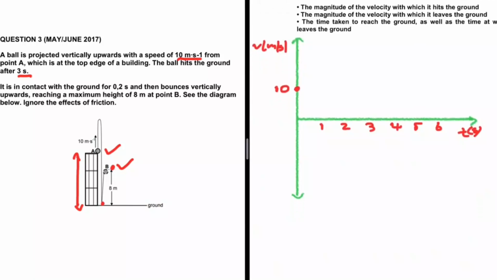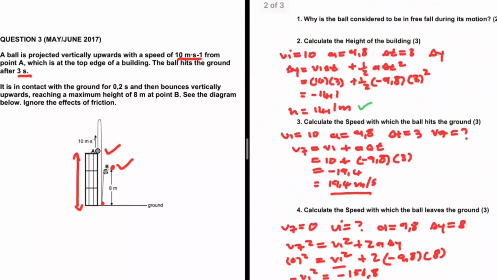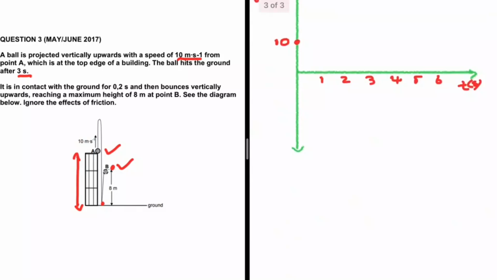As it hits the ground, the velocity is minus 19.4. Okay, so if 10 is somewhere here, then minus 19 should be somewhere here, right? So in 3 seconds, this is what we have. Our object is striking the ground. So let me just go ahead and join those 2 dots for the sake of clarity.